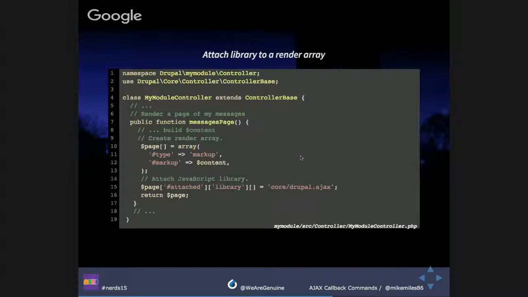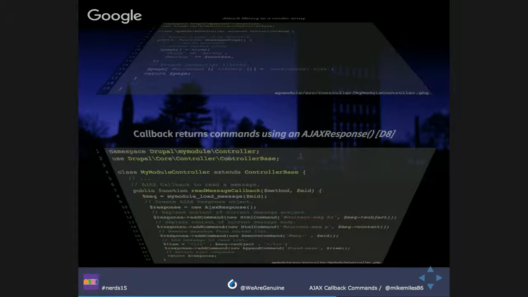But on line 15, I have to attach my JavaScript library. Yeah, I had to include the JavaScript library in the render array. So the page has an attached library, which is an array itself, and I just give it the name of what library to include. In this case, it's Drupal.ajax. Drupal renders this page, pulls in the library, and builds the page that we saw.